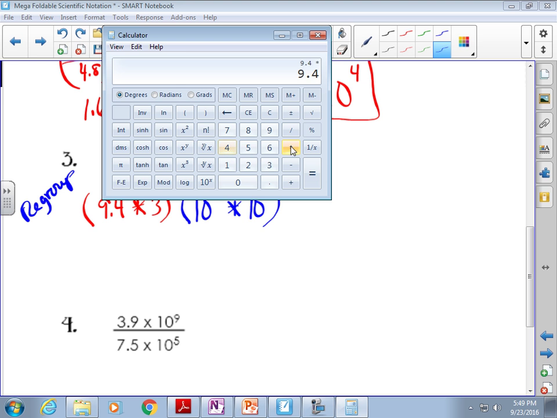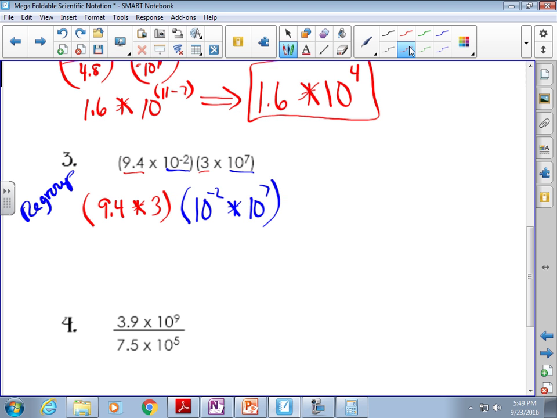9.4 times 3, 28.2, times, my rule is I can add these together, so I have 10 to the negative 2 plus 7 power. And when I look at this, I already see 28.2. Wow, that is huge. Because scientific notation is only supposed to be between 1 and 10. So I need to move my decimal.